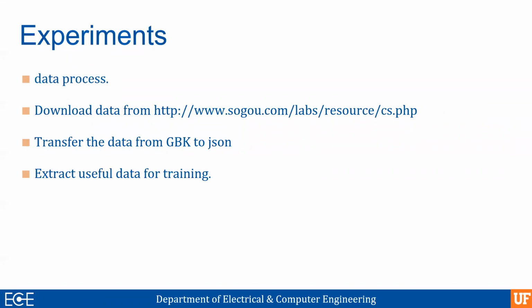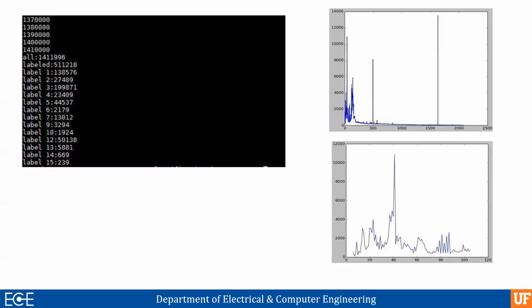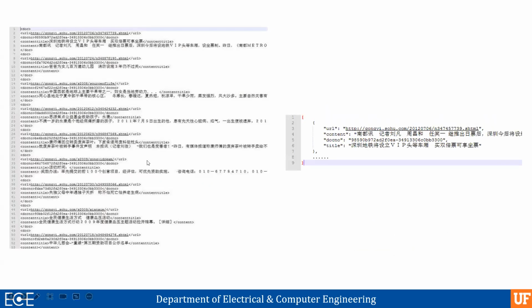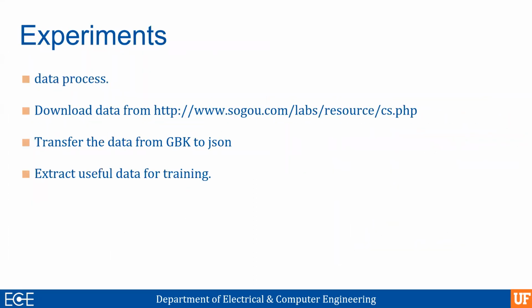So next is our experiments. First we have to process our data. Our data is downloaded from the Sogou CS website, and the original data is like the left one. It is a JBK file.